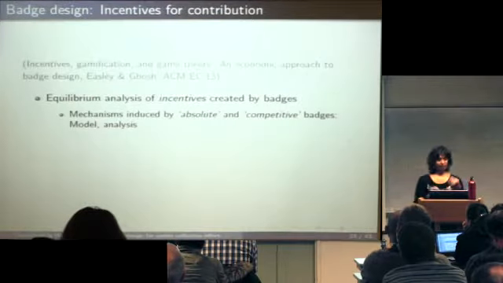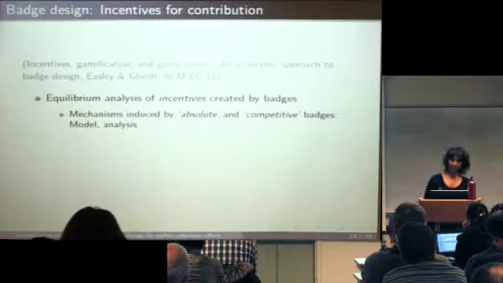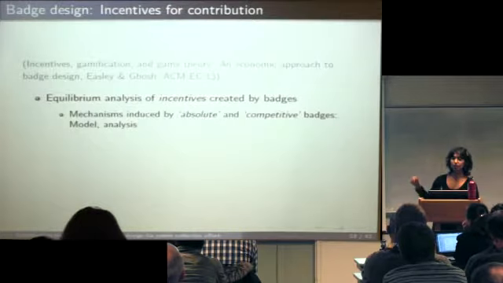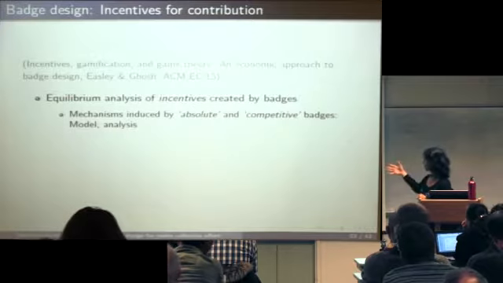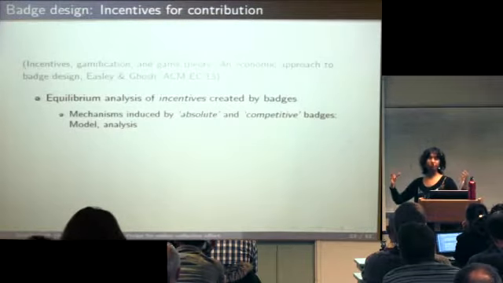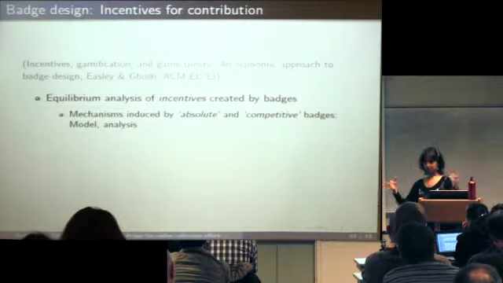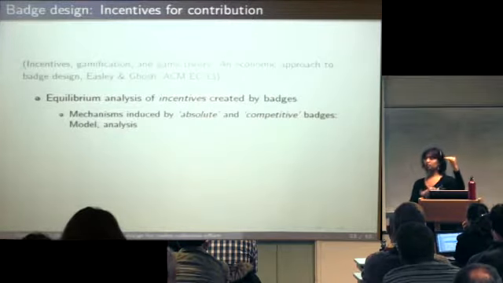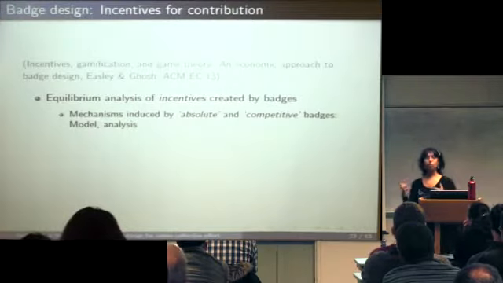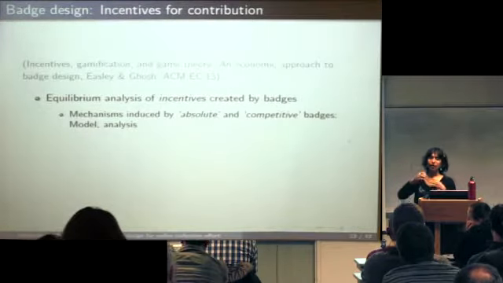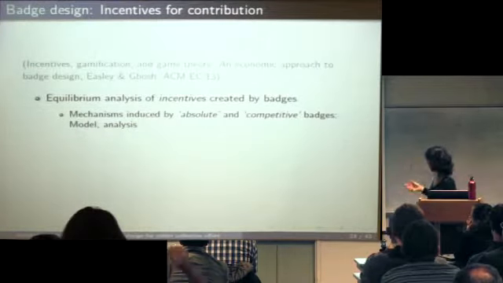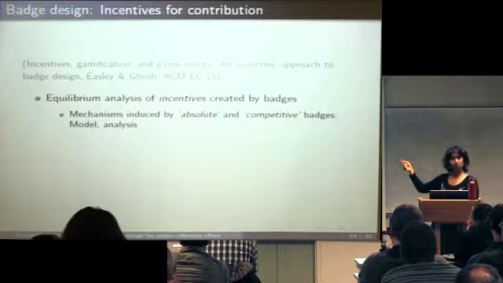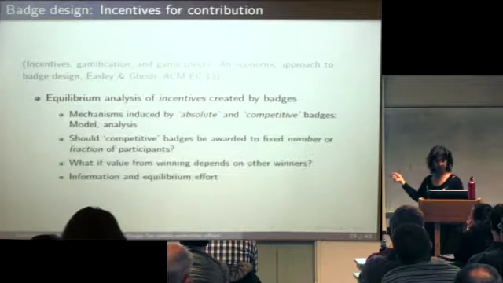What we did in this paper with David in EC 2013 was an equilibrium analysis of the incentives created by badges. How do you formally model these? For example, what we focus on is absolute and competitive badges. Stack Overflow awards you badges for meeting a certain level of effort, whereas a whole bunch of top contributor type badges say you have to be amongst the top so many contributors. That's a competitive or a relative reward. What are the mechanisms induced by these absolute and competitive rewards?